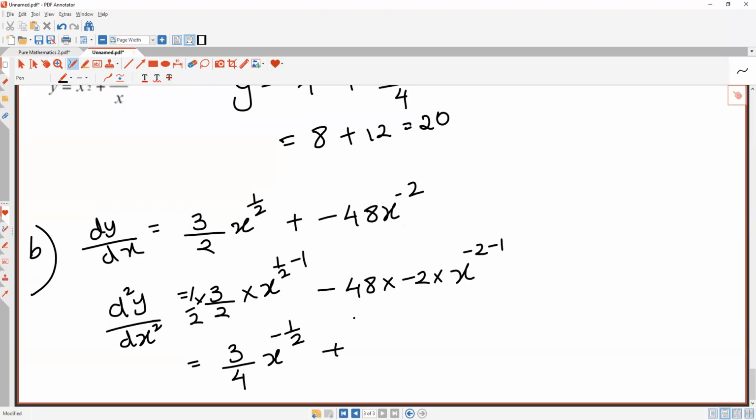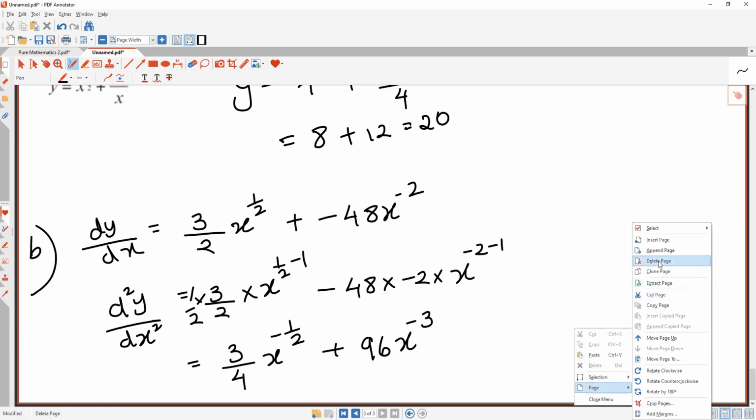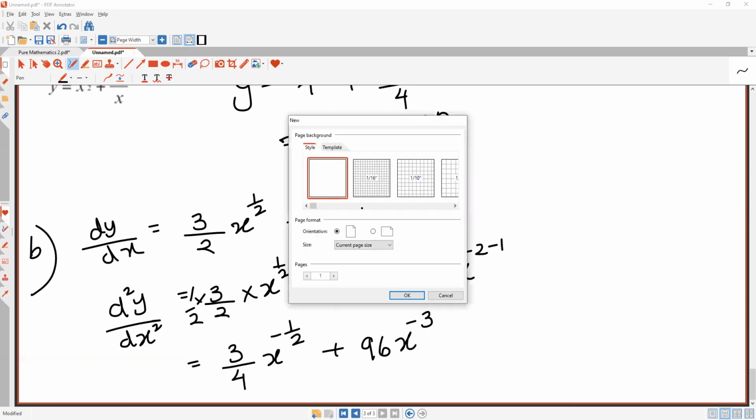Then plus 48 multiplied by 2. How much is that? 96. 96 x raised to minus 3. Now I have to substitute my x value here.